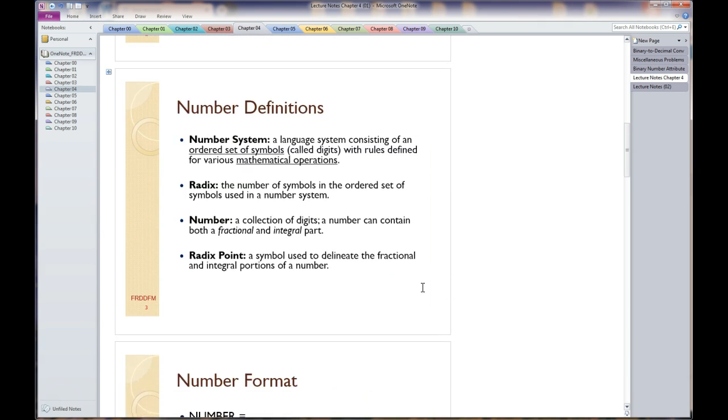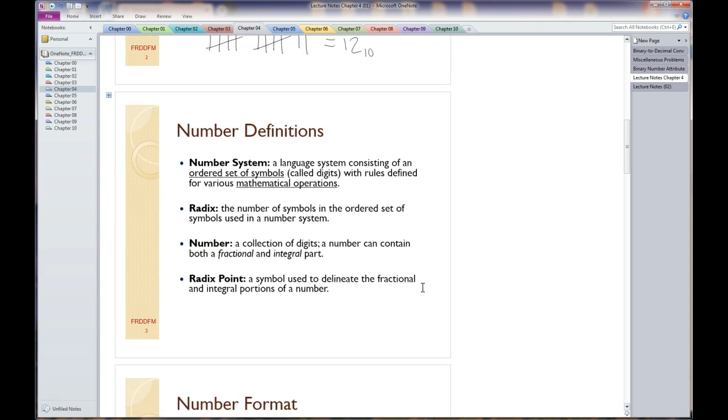So number systems have certain definitions that you know and love. Probably not. I mean, you can work with numbers without understanding this stuff, but it's good to know. So a number system is an ordered set of symbols. It has some mathematical operations defined on those. The symbols that we're working with are, of course, digits, and for decimal, that's 0 through 9. Mathematical operations, we all know those: plus, minus, divide, multiply.